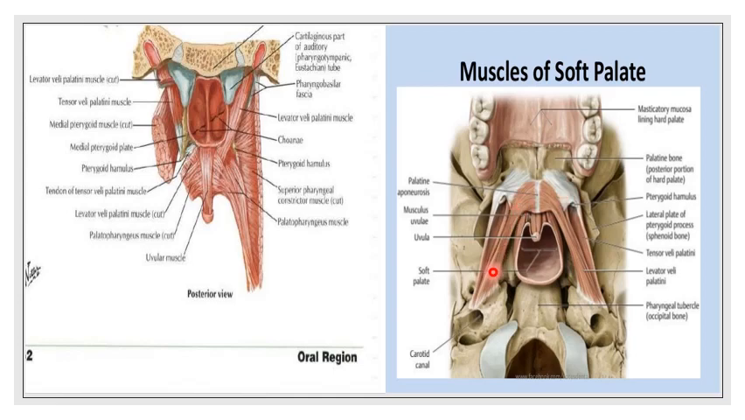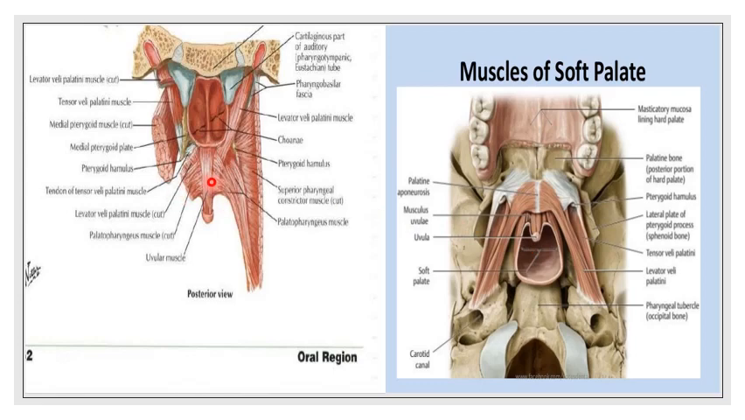Now this muscle is the levator veli palatini. This also arises from the lateral surface of the auditory tube and the petrous part of the temporal bone, and it inserts on the superior surface of the palatine aponeurosis. This one is the musculus uvulae, which arises from the palatine aponeurosis and inserts on the mucosa of the uvula, and this is the posterior wall of the pharynx.